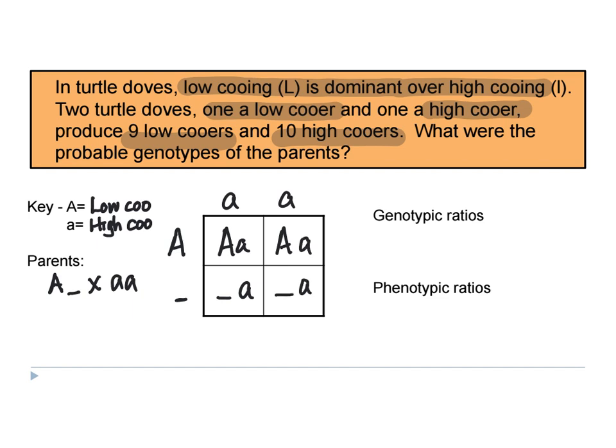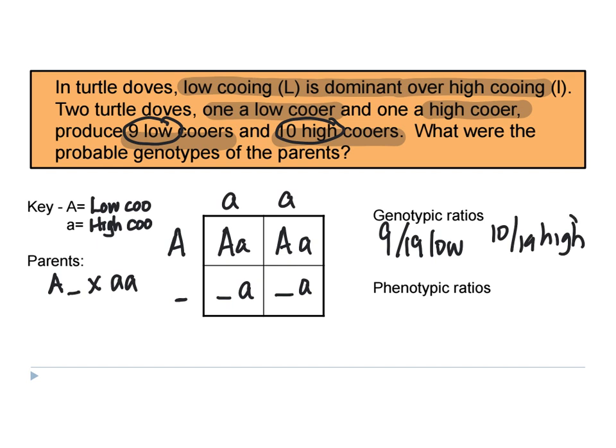So now we need to use that last piece of information given to us in the problem. We see that our offspring end up having 9 low cooers and 10 high cooers. Now, these are actual numbers, and although when we use our Punnett square, we get like 50-50 or 75-25, in real life, it doesn't work out quite that clean. But we can see that we have 9 low cooers and 10 high cooers. So that's a total of 19. So I've got 9 out of 19 low cooers and 10 out of 19 high cooers. Now that is about half and half.